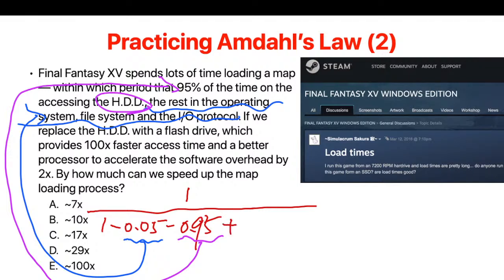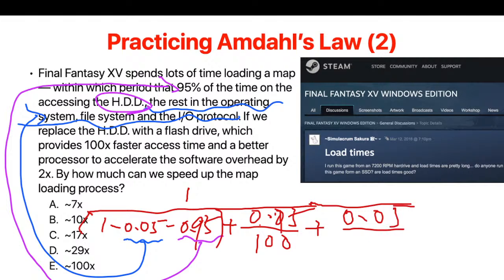We use parentheses to contain the previous one. Then 0.95 over 100. That means we accelerate the 95% of the time by 100 times faster. 95% of the time. And then 0.05. Oh, yeah, you're right, I just mistook the numbers. Over to, yeah. Okay, that's it, right?